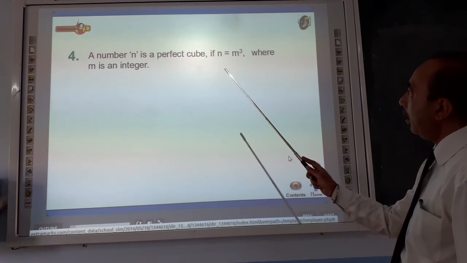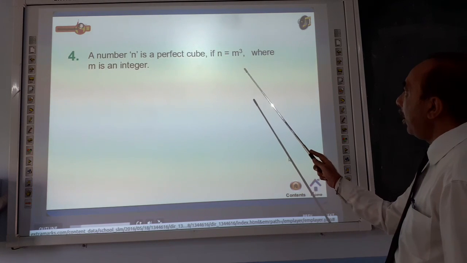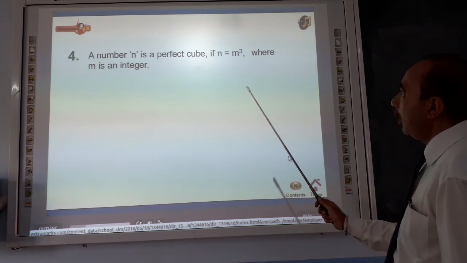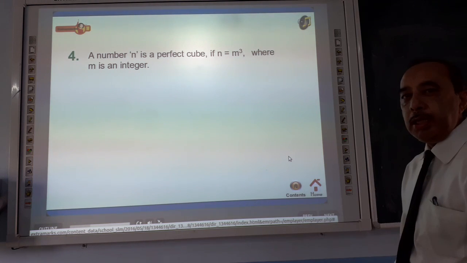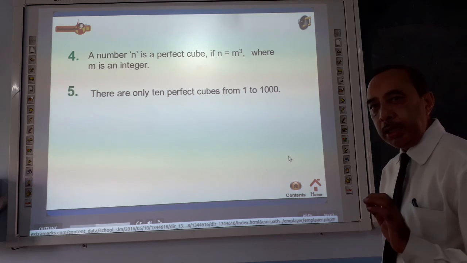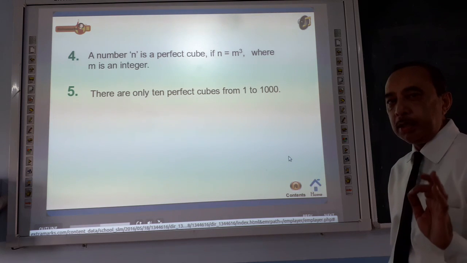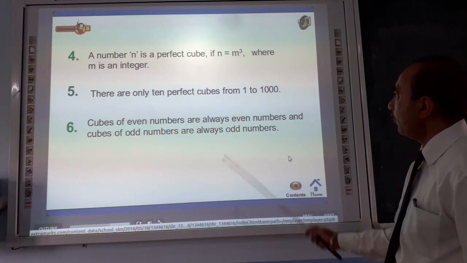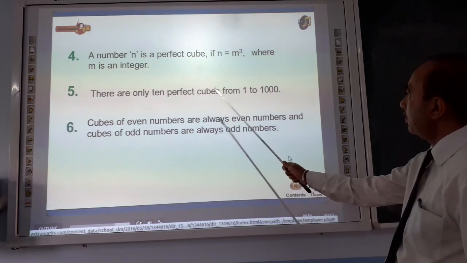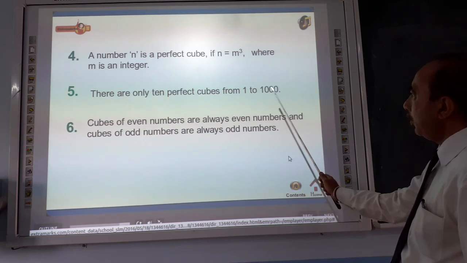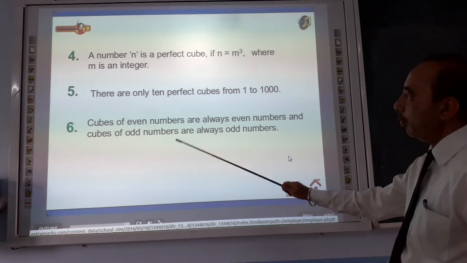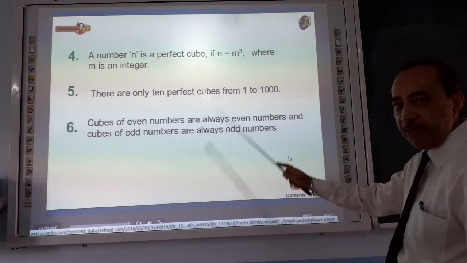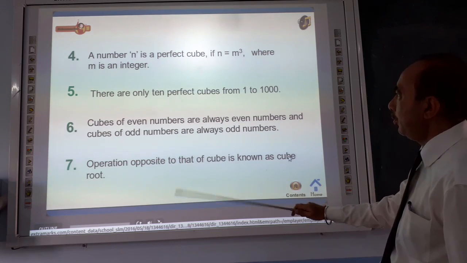A number n is a perfect cube if n is equal to m cube, where m is an integer. Any number is a perfect cube when it makes complete triplets in its prime factorization. Here you can take some examples, 1 to 1000. For every number you will find that on prime factorization you will have complete triplets.